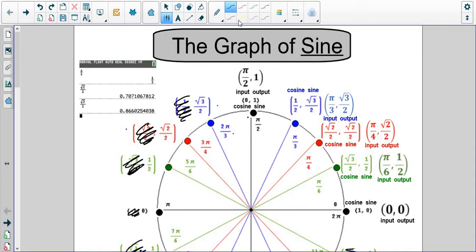So the assumption in this video is that you have seen the video or understand how the first quadrant is constructed using special right triangles from geometry, and that you have seen the video or understand how those values extrapolate all the way around the unit circle to produce all of the values. All right, let's get started with the graph of sine.